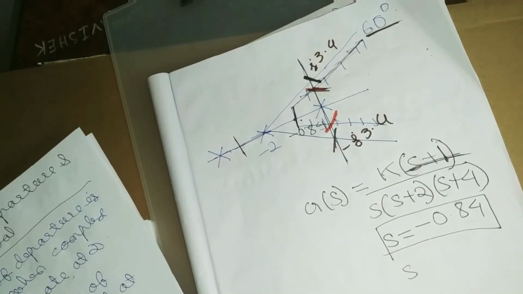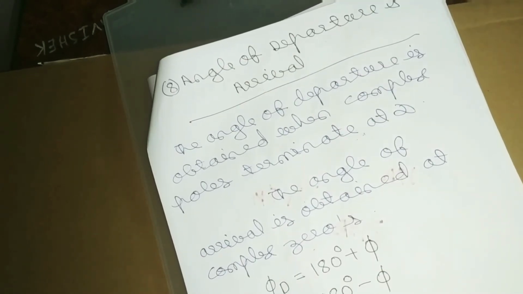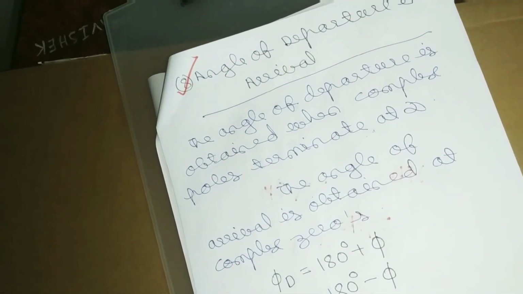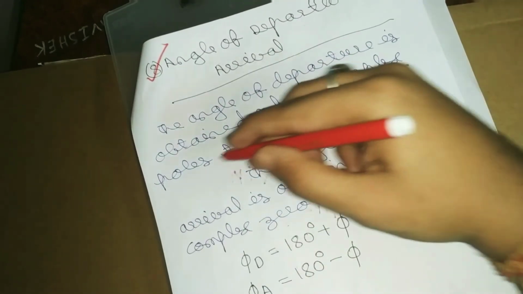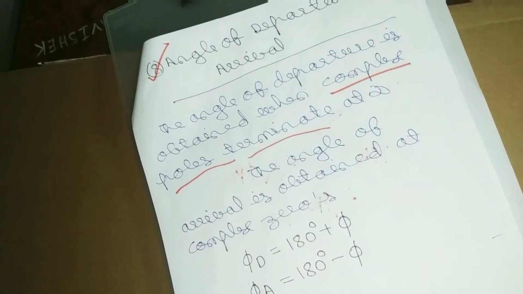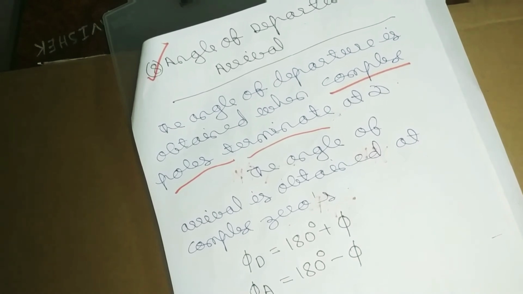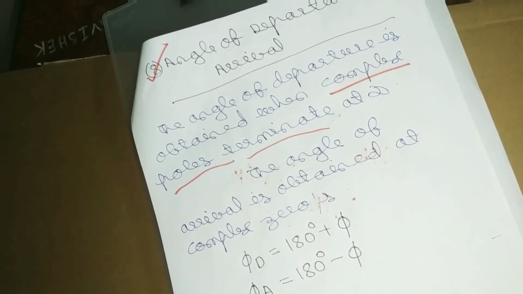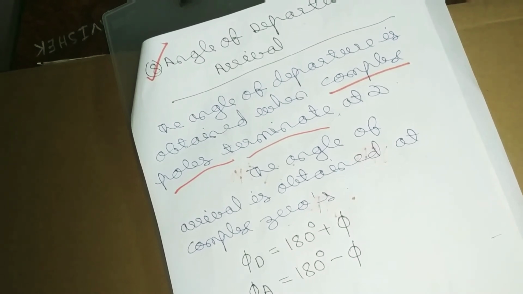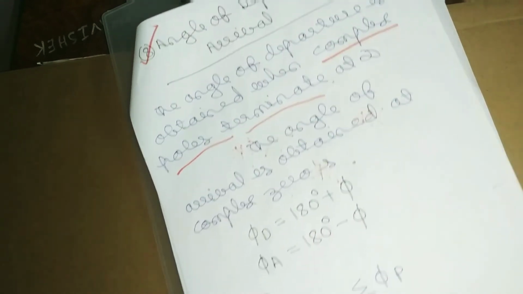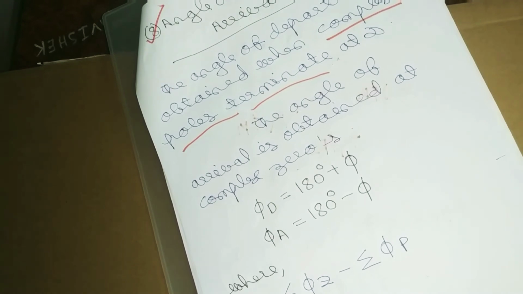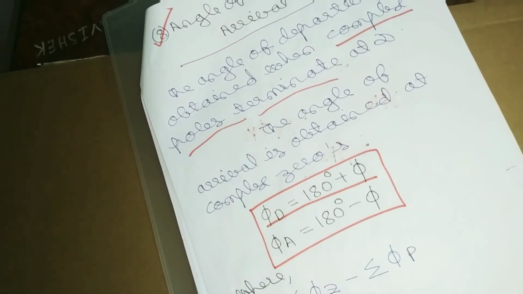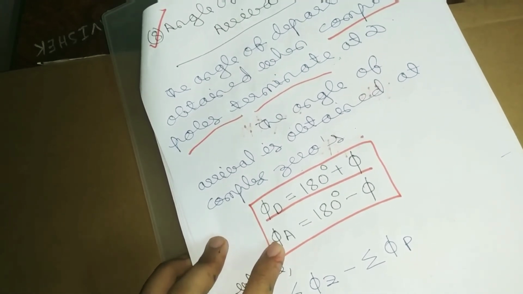And last but not the least, what is this step? The last step is angle of departure and angle of arrival. See, what is the angle of departure? The angle of departure is obtained when complex poles terminate at infinity. Okay. And what is the angle of arrival? It is obtained at complex zeros. So we find the angle of departure in case of complex poles, and we find the angle of arrival in case of complex zeros. Okay, because complex poles terminate at infinity and complex zeros terminate at 0. So this is the formula. Phi d is equal to 180 degree plus phi for the angle of departure. And 180 degree minus phi is equal to phi a, the formula of the angle of arrival.